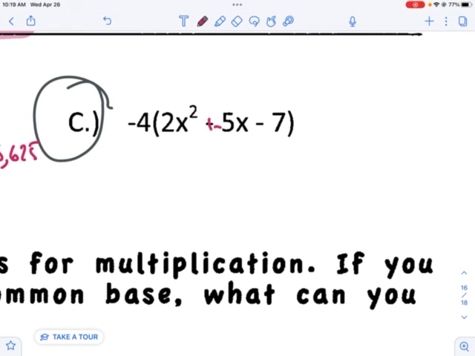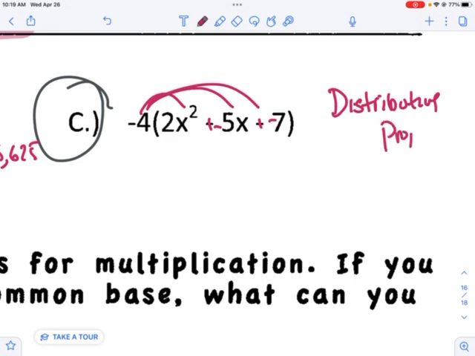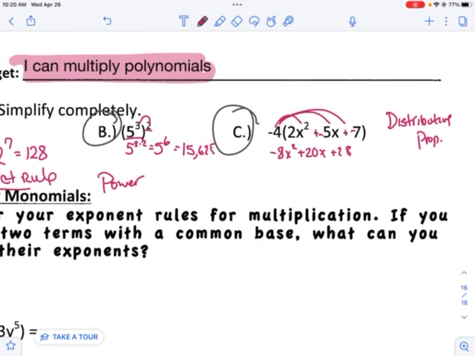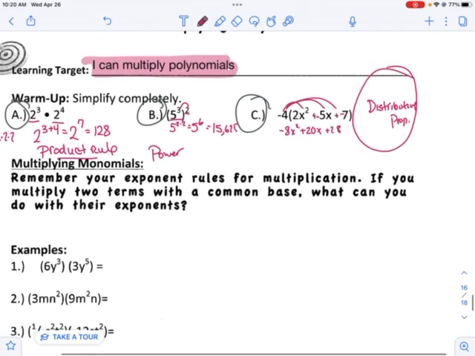All right, and letter C. We have a couple of pencil mark tricks, and we're going to distribute. We're going to use the distributive property. We'll also be doing this a lot today. 4 times 2x squared is negative 8x squared. Negative 4 times negative 5x is 20x. And negative 4 times negative 7 is positive 28. All right, so we have a couple rules that we reviewed from earlier in chapter 7 and the distributive property. We've seen that all year, and we will be working with that when we multiply.